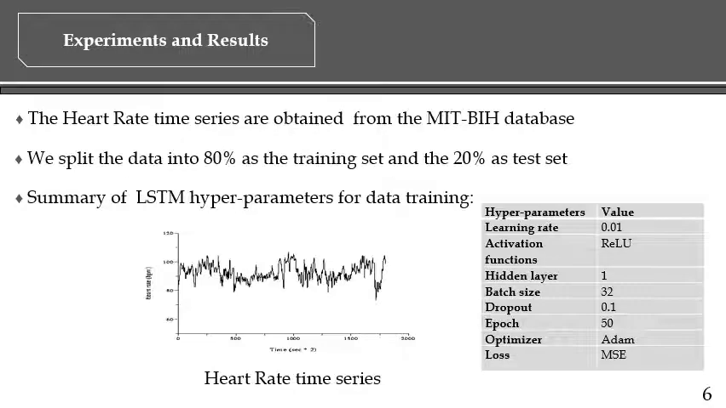So here we apply the proposed approach using the heart rate time series obtained from the MIT-BIH database, and we use an LSTM neural network with window size 16. The main hyperparameters of the model are summarized in this table. We implemented the prediction using the Keras library in Google Colaboratory, and then we tested the performance by predicting the values of testing data and comparing with actual data.